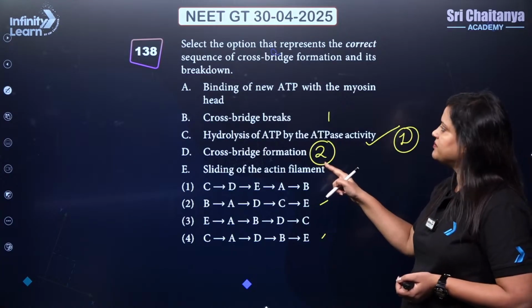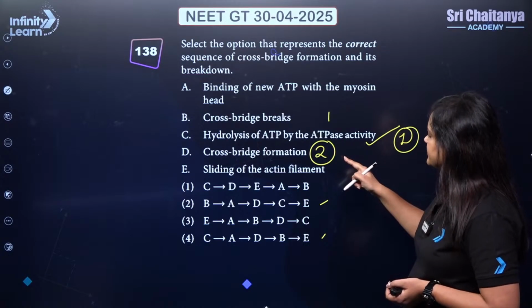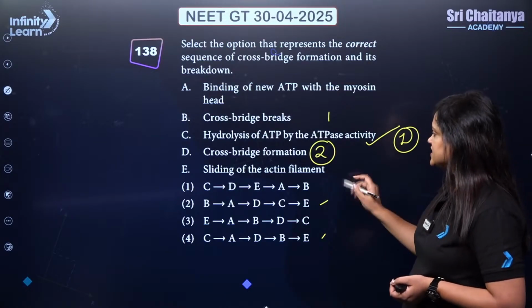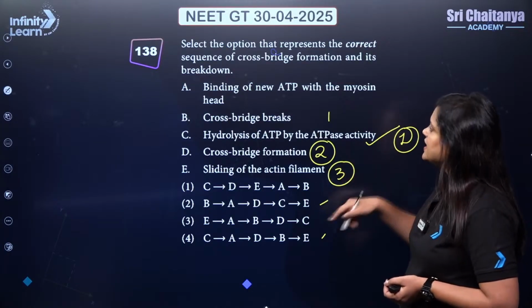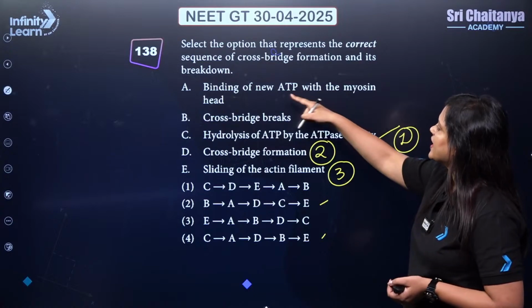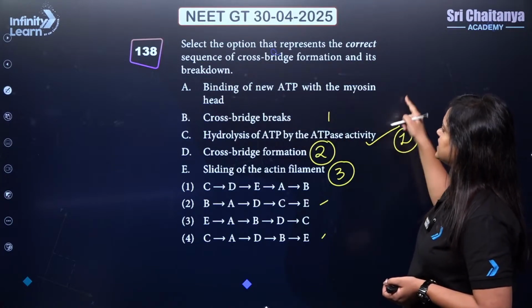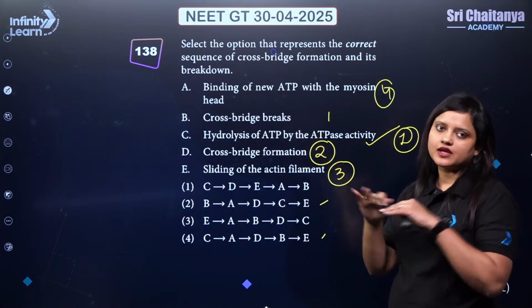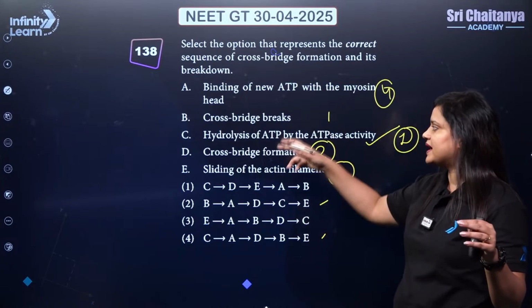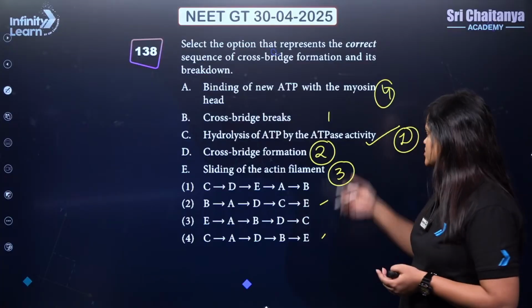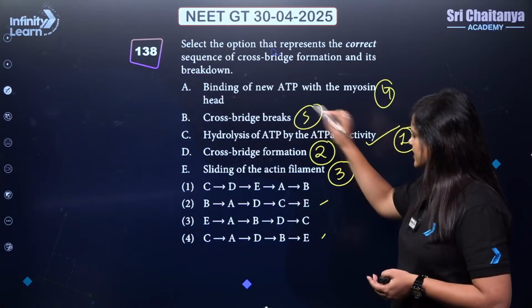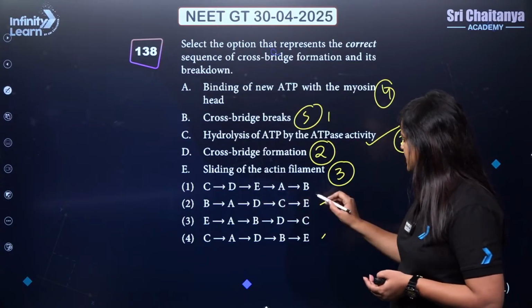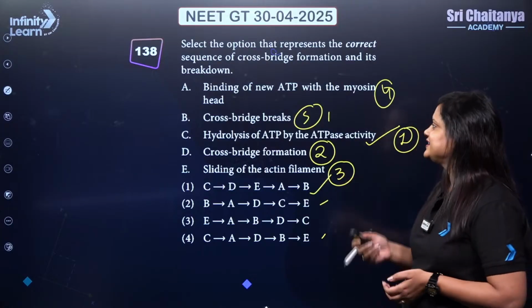After cross bridge formation there will be sliding of actin filament. So this is 3. Now then there will be binding of new ATP with the myosin head. Okay, so this is 4, and then there will be the breaking of cross bridge. So after new ATP binds, then the cross bridge will break. So this will be the last one, right? So the correct answer should be 1, right?